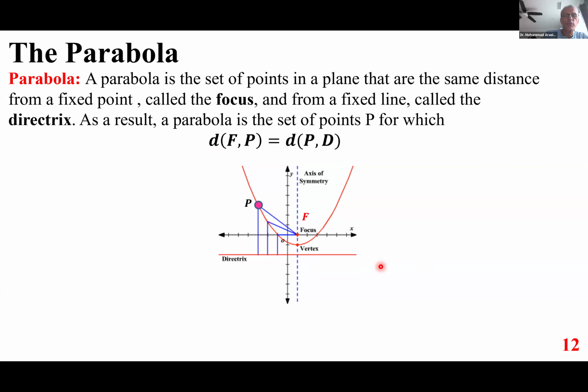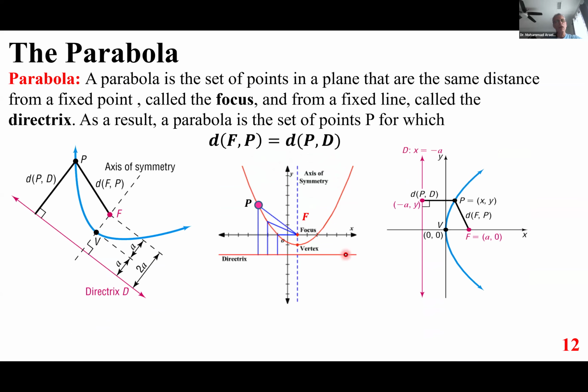So if I have this point, this point, this point, or any other point, if I connect it to the focus and I drop a perpendicular, they must be the same. Now, this one opens up, this one opens to the right, and this one opens neither to the right nor up, so its directrix has a different direction. All of them follow this.